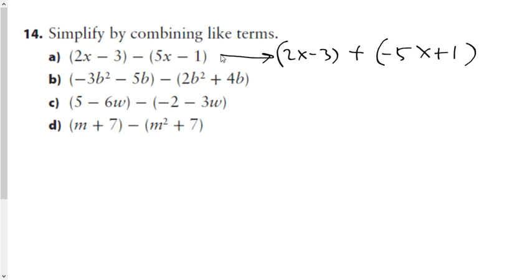So when we do that, those two terms will combine to make negative 3x, and those two terms will combine to make negative 2. So the solution to this question is negative 3x minus 2.